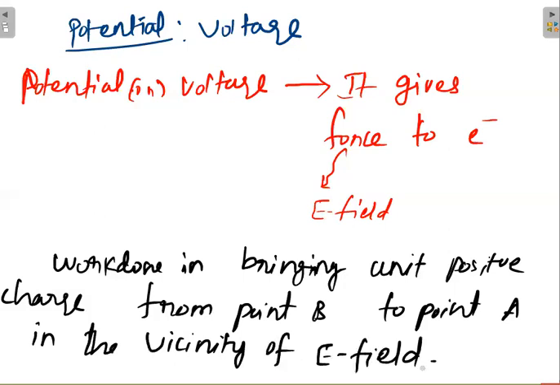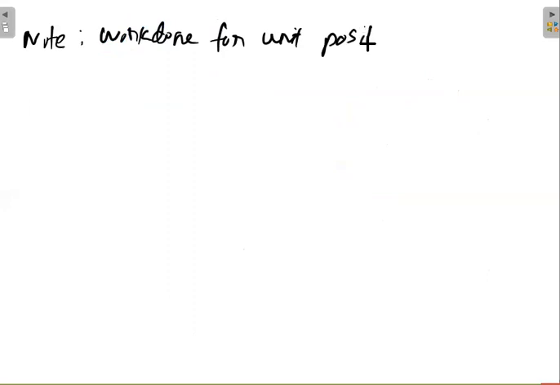So what is the definition of the potential? At this point of time, you just remember this definition, then the meaning of this definition will be clear later. Work done in bringing the unit positive charge from point B to point A in the vicinity of the electric field. Or in the simple sense, potential means work done for unit positive charge.